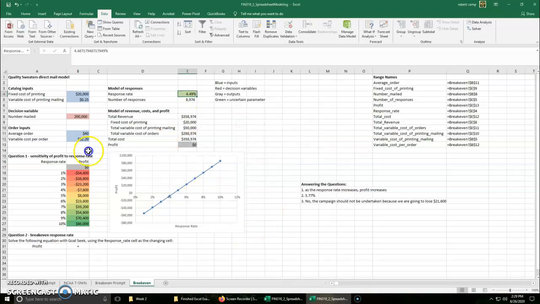And see, if I double the order, I only need 4.5% to come up to break even. And then once again, if I go to 3%, I'm losing even more money if I have a 3% after doubling the amount of mailing. So this Excel's really handy for being able to make these kind of adjustments and take a look at things.